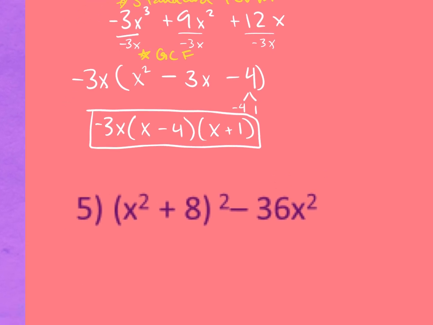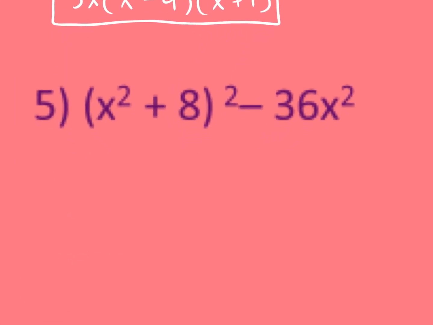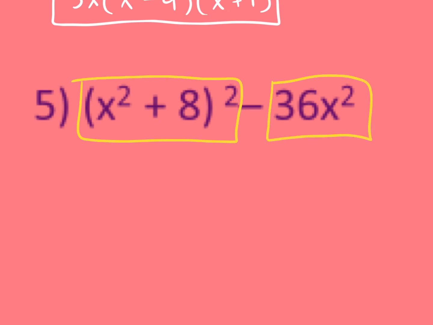All right, let's look at 5. What do you think I could do for 5? I can't distribute the squared. If I undid this part, I would have to FOIL it, which is a little bit more work than what we want to do here. This is my first term, and this is the second term. When I have two terms, what do I have to check for?